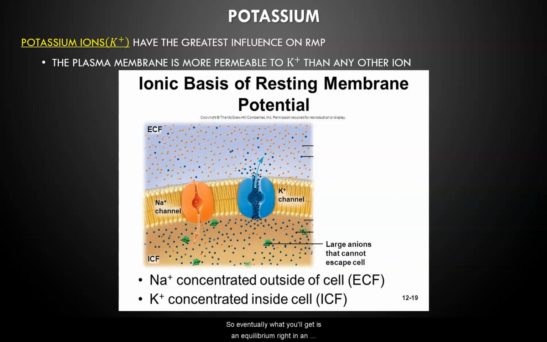So eventually what you'll get is an equilibrium, right? And an equilibrium in this sense means that there's no net movement of potassium anymore. It's not going out, it's not going in, it's going in and out at the same rate. But essentially, we can think of that as no movement at all. At that point, at equilibrium, potassium would be 40 times more concentrated on the inside of the cell than on the outside. And so if we stopped our scenario right here, where potassium was the only ion that had any effect on the resting membrane potential, the resting membrane potential would actually be about negative 90 millivolts.